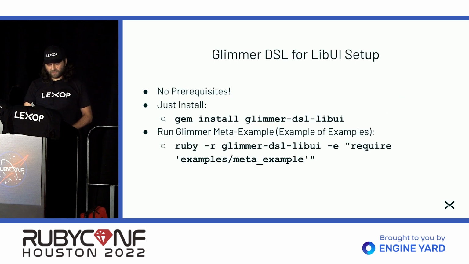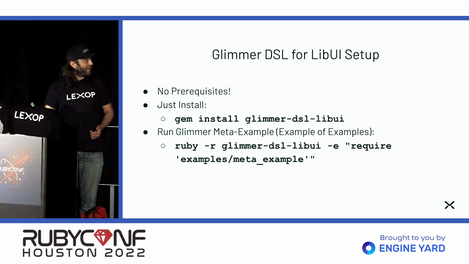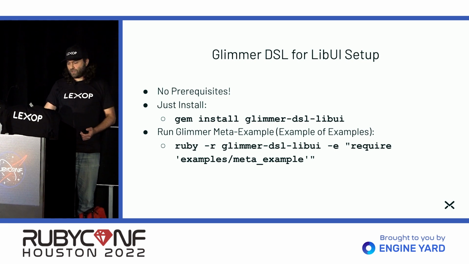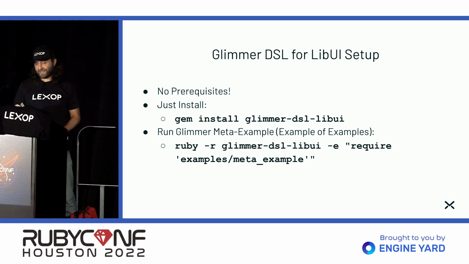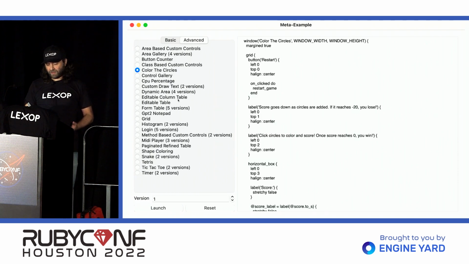So how do we start? There are no prerequisites. If you have Ruby, you're ready to go. All you have to do is install the gem. And then you can run this command to get started with samples, to look at some examples. It opens this app that shows you a whole bunch of examples. It's called the meta example because it's the example of examples. It shows you basic examples on the first tab here, advanced examples over here. The advanced ones include things like Tetris, Snake, Tic-Tac-Toe, etc.